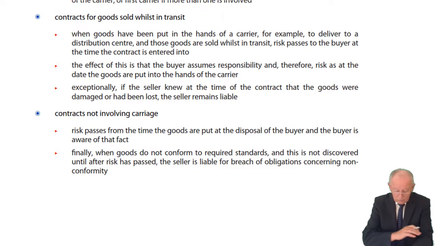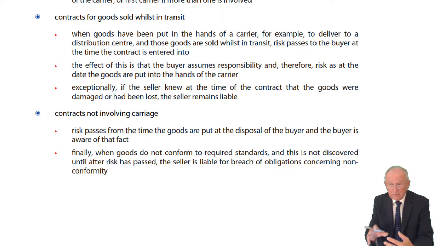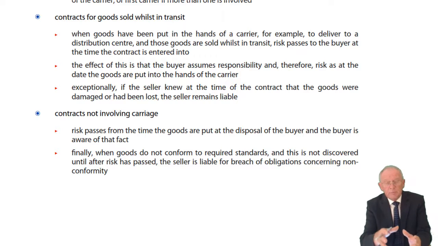Goods sold whilst the goods are in transit. It's potentially the case that I put these goods into the hands of a carrier in order for the carrier to take them to some central distribution point, which is mine. So I'm taking them from the manufacturing plant, putting them into the hands of a carrier, for the carrier to take them to some large warehouse over which I have control, and they will be unloaded into this large warehouse, ready for further dispatch.